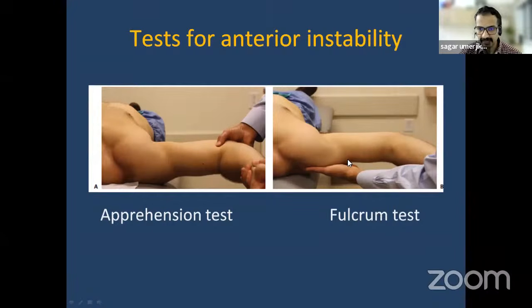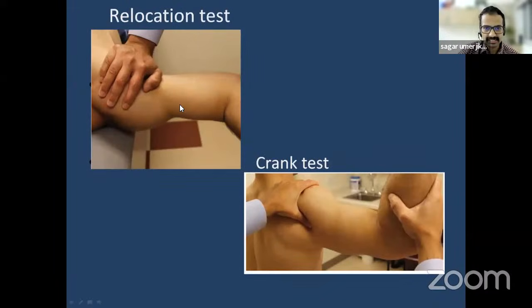Then there is a fulcrum test, wherein in the same position as apprehension, when you pressurize from the posterior side, the patient has got a feeling of popping out of the shoulder, wherein the pain and the apprehension gets exaggerated. Then there is a relocation test. In the same position, if we pressurize from the anterior side, the joint tries to get relocated and there is a relief. The pain or the apprehension comes down.